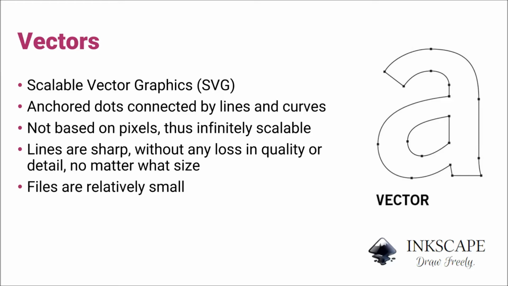That means you can generate images of any size and you don't have any loss of quality. So your lines are always sharp. You don't lose any of the detail of the image, no matter what size you work with. And because it's based in mathematical formulae of the angles between the different dots, this keeps the file size relatively small because it just has to remember the information surrounding those dots and the lines that join them. And it doesn't have to remember an entire array of pixels.